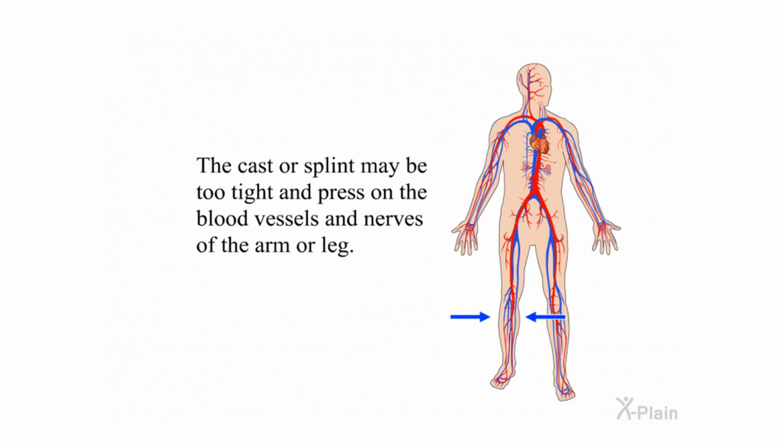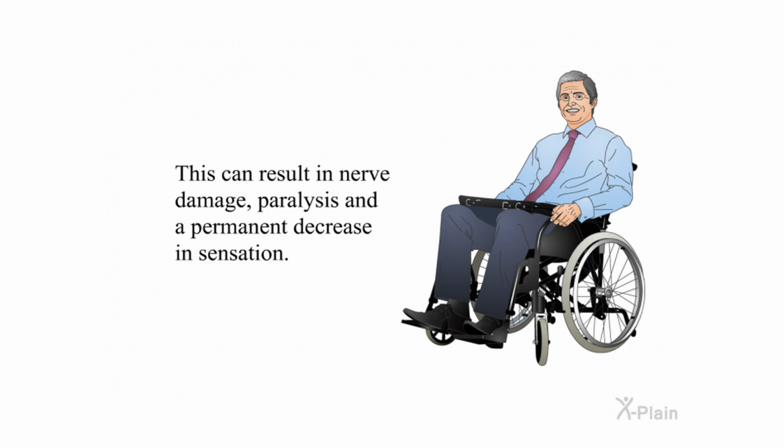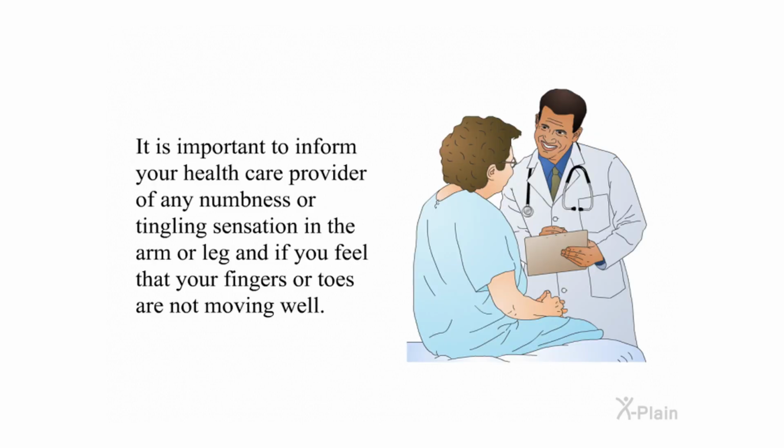The cast or splint may be too tight and press on the blood vessels and nerves of the arm or leg. This can result in nerve damage, paralysis, and a permanent decrease in sensation. It is important to inform your healthcare provider of any numbness or tingling sensation in the arm or leg, and if you feel that your fingers or toes are not moving well.